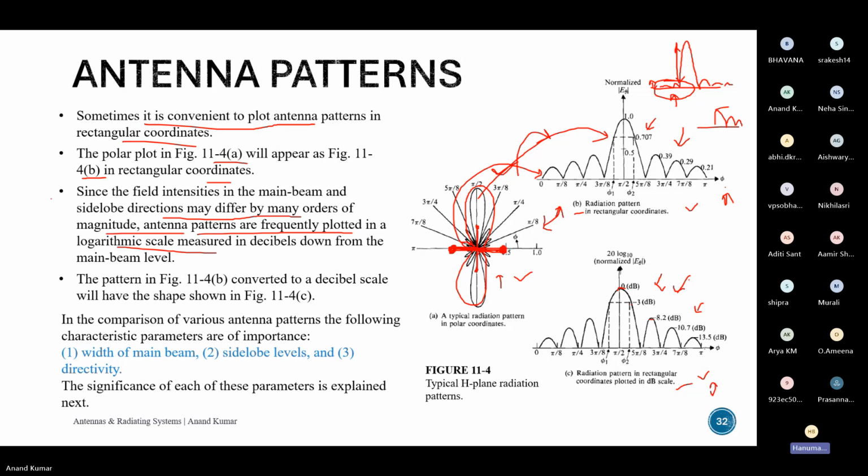Sir, instead of a peak at 0 degree, if we have some kind of null over there, then how can we define whether it is side lobes or a split beam?